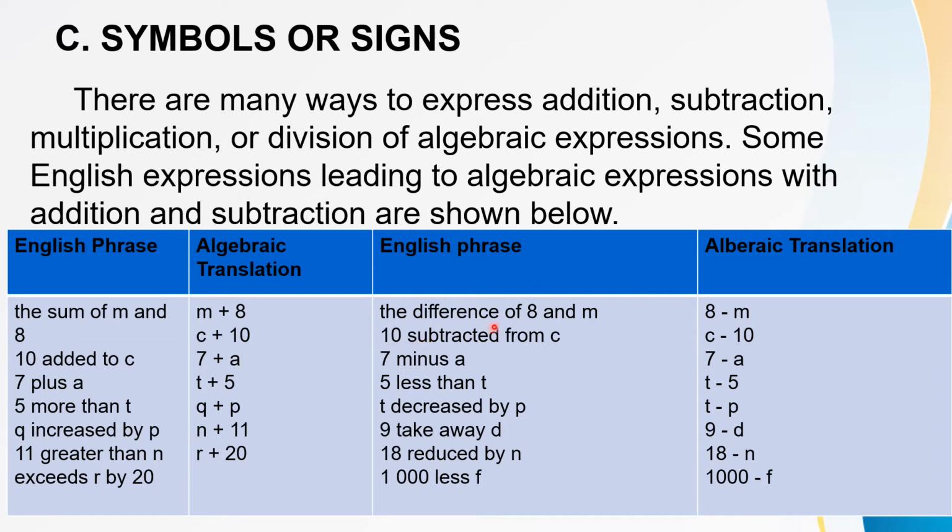Here, the difference of 8 and m, so 8 minus m. 10 subtracted from c, so c minus 10. 7 minus a is 7 minus a. 5 less than t, so t minus 5. t decreased by p, so t minus p. 9 take away d, so 9 minus d. 18 reduced by n is 18 minus n. 1,000 less f is 1,000 minus f. Alright, so example.